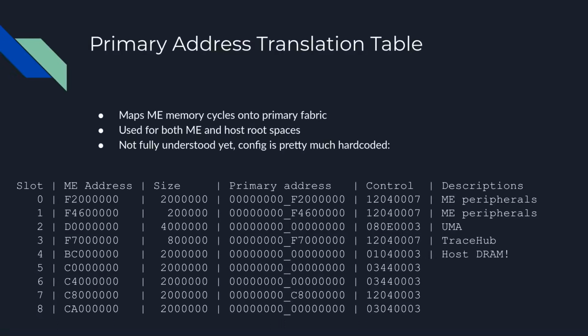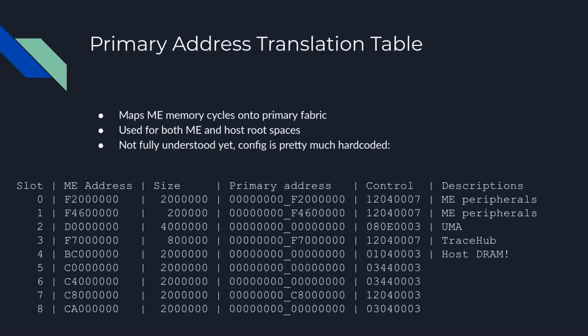For a lot of what I in this table call ME peripherals that are actually outside the ME domain in the chipset, it uses this to access it. It also uses it to access the UMA, which is an area of host RAM that's used as a swap device for the ME, and a trace hub, which is a debug port.